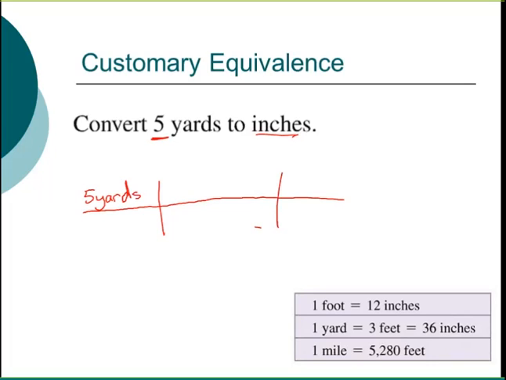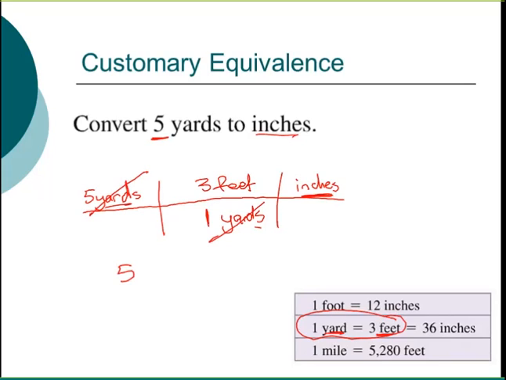So inches needs to be over here at the very end, left over. So to make that happen, how do I get yards to go away? In other words, I want yards down here on the bottom. So I need an in-between that shows me that yards turn into feet. So in other words, I have 3 feet is 1 yard. So 3 feet is 1 yard. And I'm going to be able to cancel out yards, cross-canceling, if you will, like a fraction, and I'll be left over with feet.